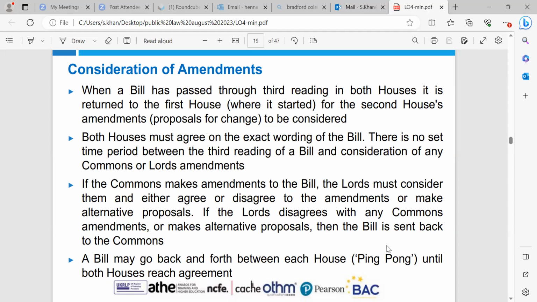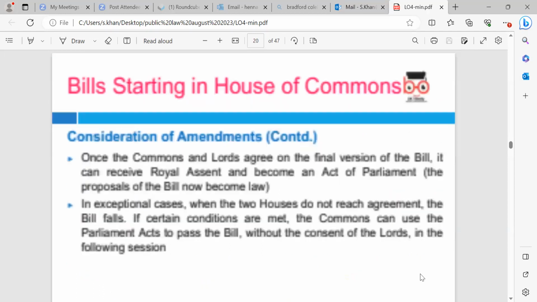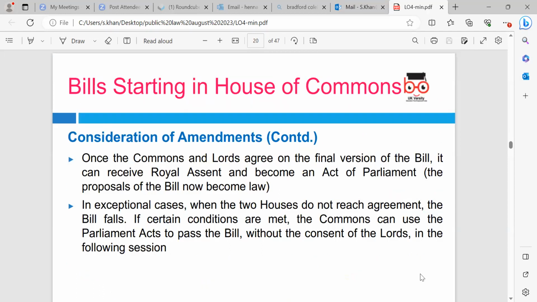If the Commons makes amendments to the bill, the Lords must consider them and either agree or disagree to the amendments or make alternative proposals. If the Lords disagree with any Commons amendments or make alternative proposals, then the bill is sent back to the Commons. A bill may go back and forth between each house, which is referred to as ping pong, until both houses reach an agreement. That's so important because they need to identify that when it becomes law, it's accurate and it's right. So they have to go back and forth all the time.